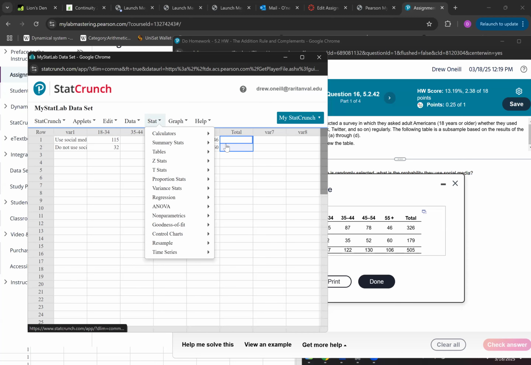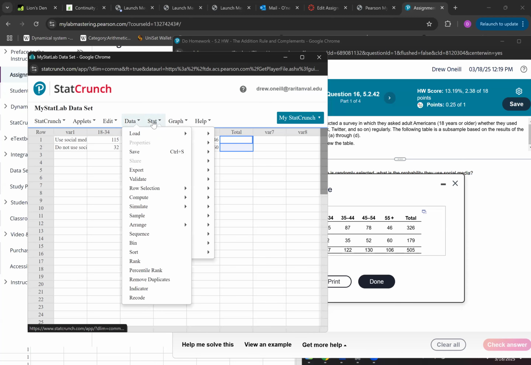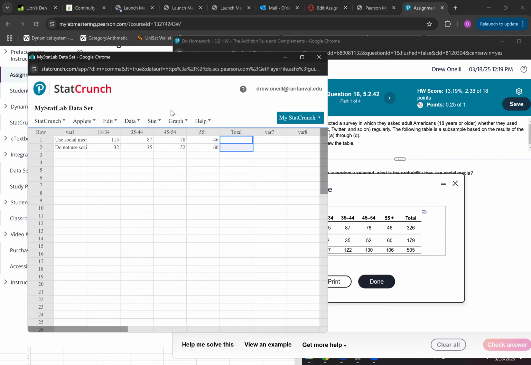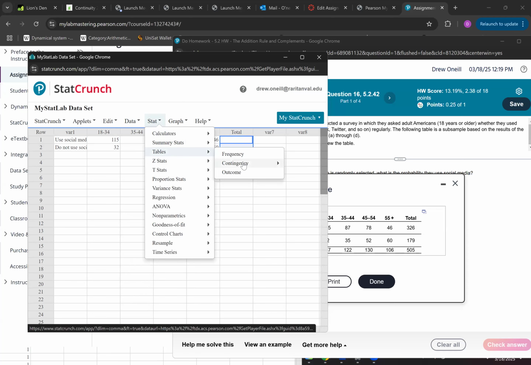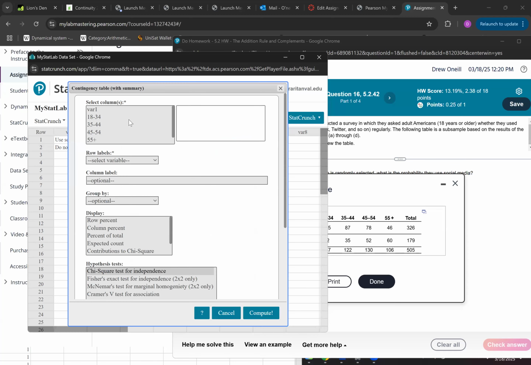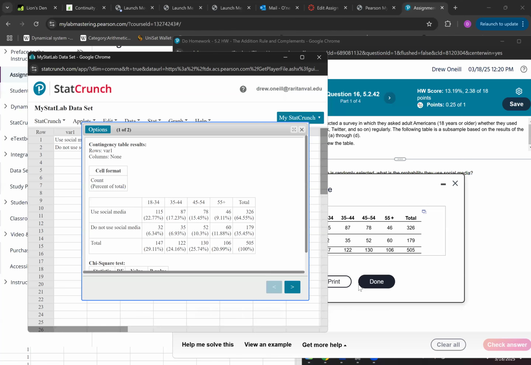Then once we delete that row and column of total, we do stat. Why is it not showing? Stat, tables, contingency with summary. Enter the column, so these guys, not the total, get rid of that. And then my row is var1. And then just select percent of total because that's going to be probability. And then that's pretty much it.